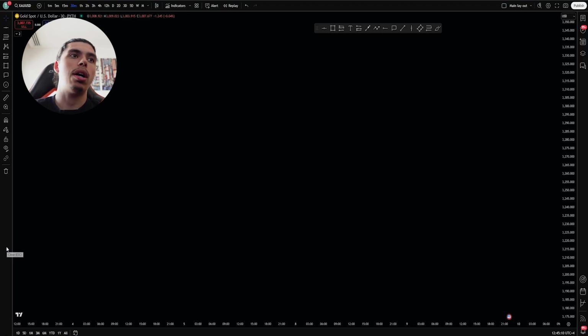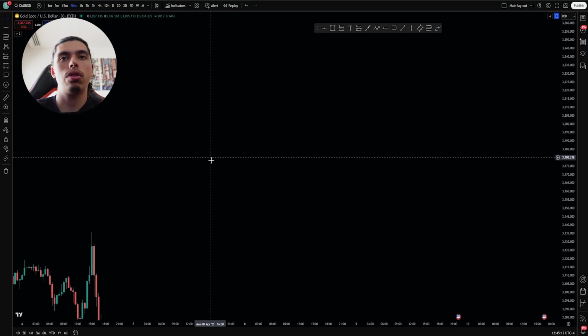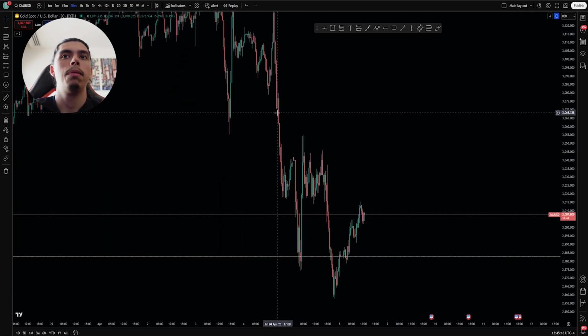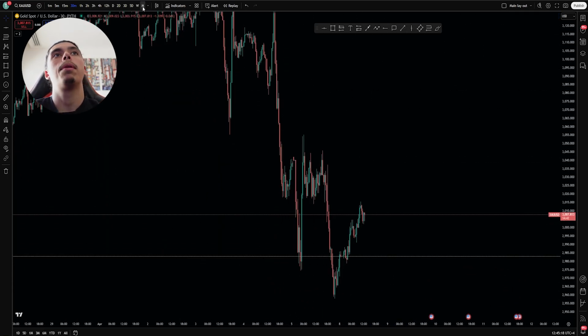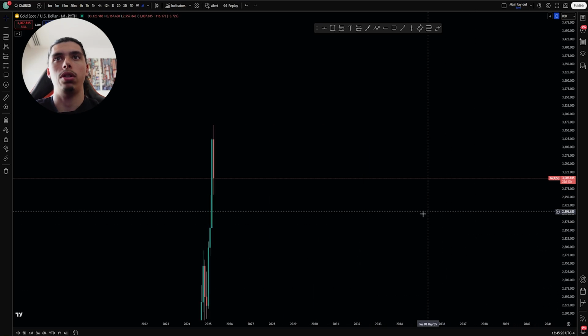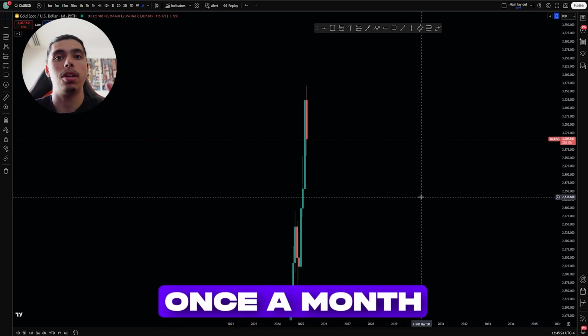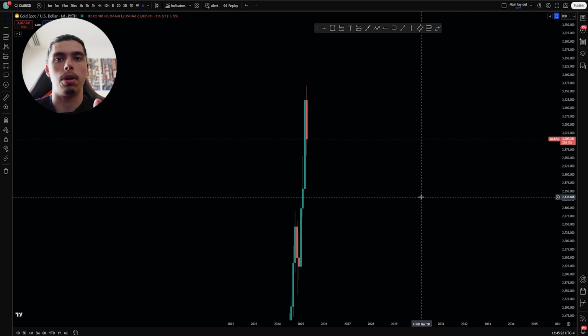So now let's get into how to actually mark up. You're going to need horizontal lines. I love to name my lines. We're going to use gold here for this example, and we're going to start all the way from the monthly time frame, believe it or not. We need to really start from the outside. The good thing is you only need to mark this once a month, because the candles only close once a month. So you're only marking time frames when candles close.